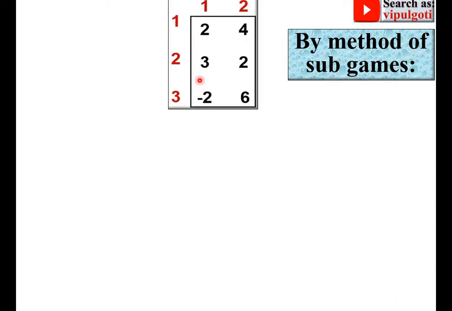So here I have written by method of subgames. You can solve the same problem by the graphical method also. But whatever it may be the method that you are going to follow in the examination, you have to write the name of the method. So here I am going to follow the method of subgame. And here this is the given payoff matrix.